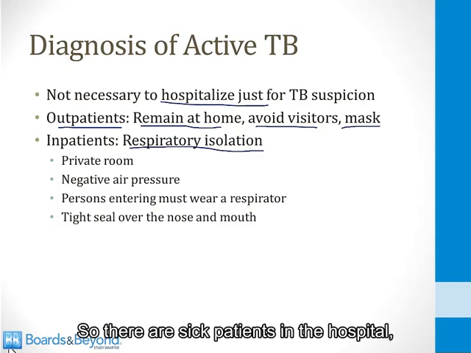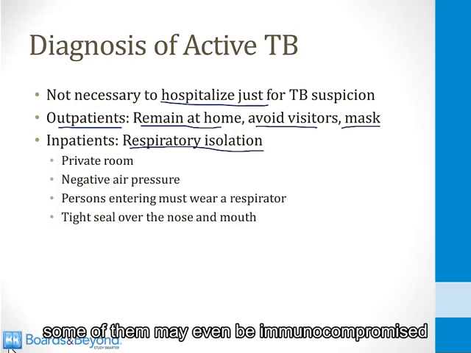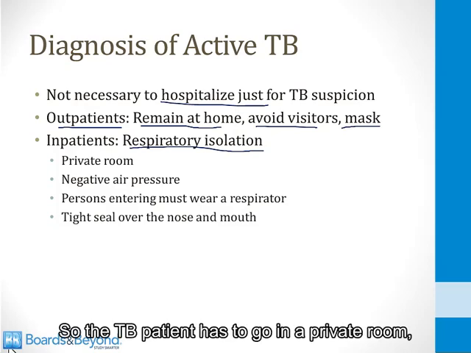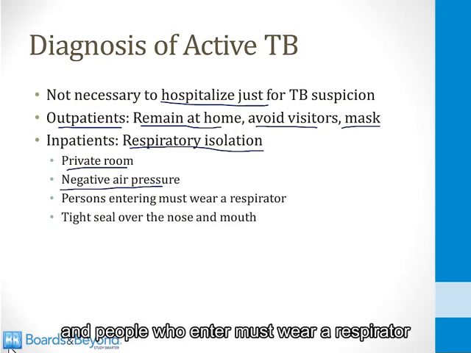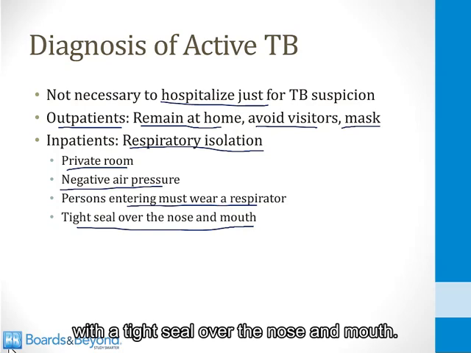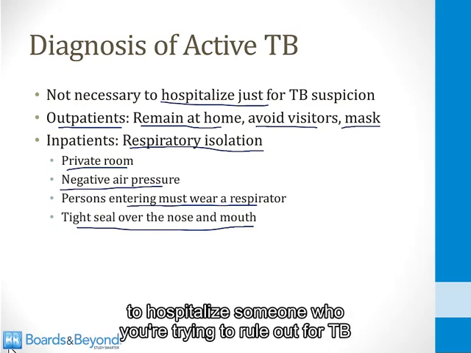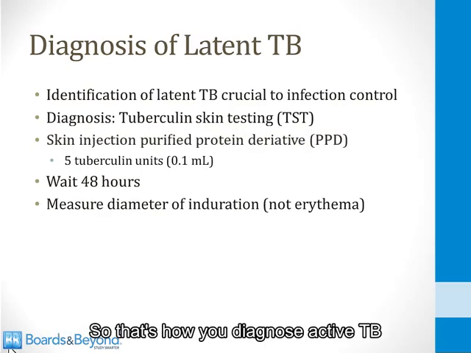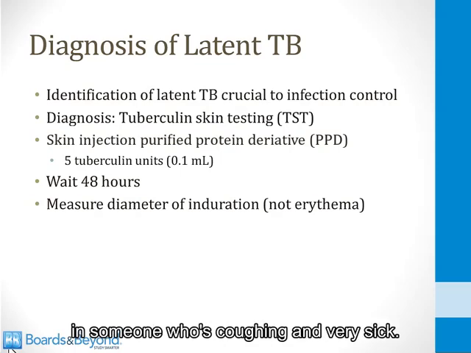So there are sick patients in the hospital. Some of them may even be immunocompromised, and you can't expose them to a patient who potentially has TB. So the TB patient has to go in a private room with negative air pressure, and people who enter must wear a respirator with a tight seal over the nose and mouth. It's actually quite cumbersome to hospitalize someone who you're trying to rule out for TB because of all these precautions you have to take. So that's how you diagnose active TB in someone who's coughing and very sick.